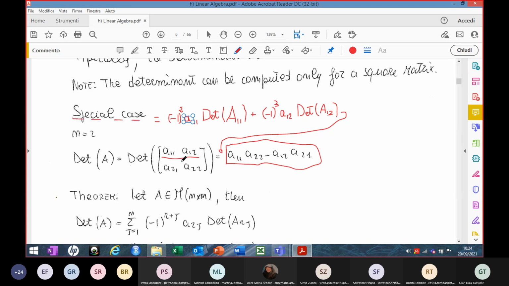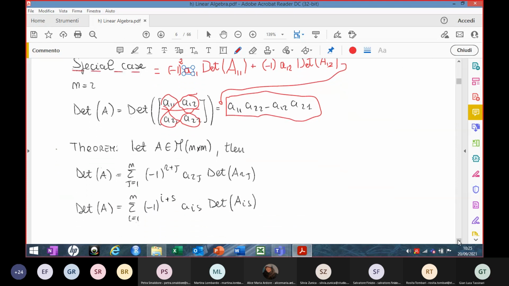Why? Because to compute this determinant, look what you have to do. The product of what? A11, A22. But A11, A22 are the elements of the main diagonal. So A11 times A22 minus what? The product of the elements of the opposite diagonal. So this times this minus this times this. And this is a very important rule because it simplifies, as we will see in the exercise after the break.